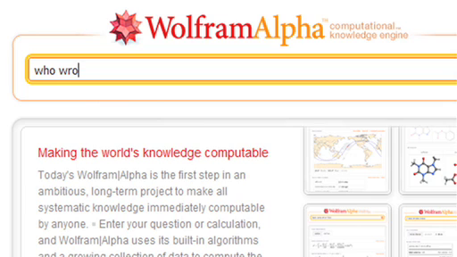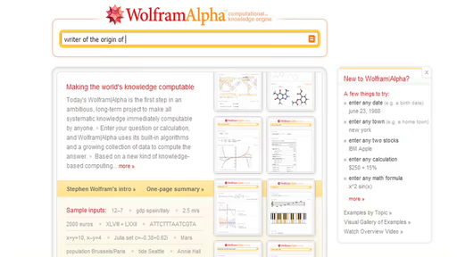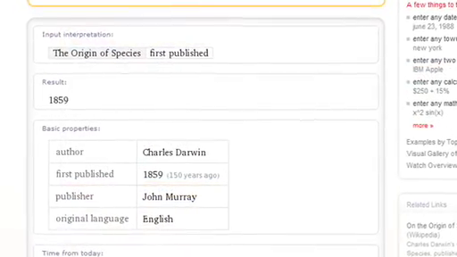Another example would be author data for books. You can ask who wrote The Origin of Species, writer of The Origin of Species, or even when was The Origin of Species published, publication date. All that sort of thing retrieves the correct data due to the natural language processing that we've been hooking up in Wolfram Alpha.